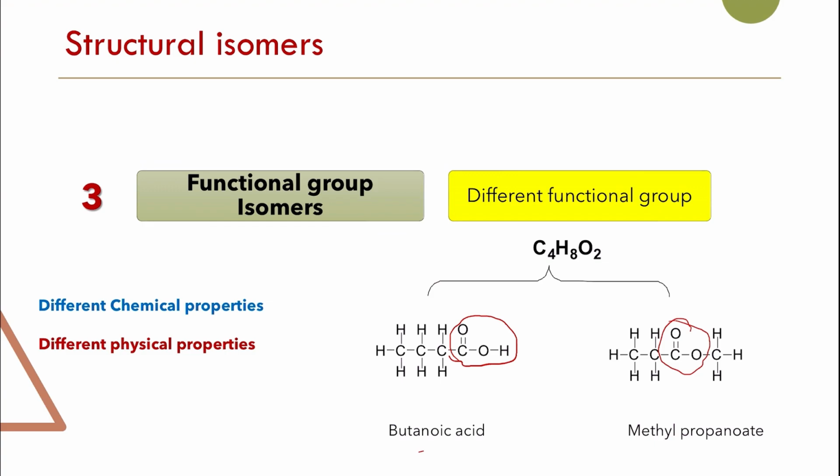So all of the types of isomers are going to have different physical properties, but only the functional group isomers, where there is a difference in the functional group, will have different chemical properties.